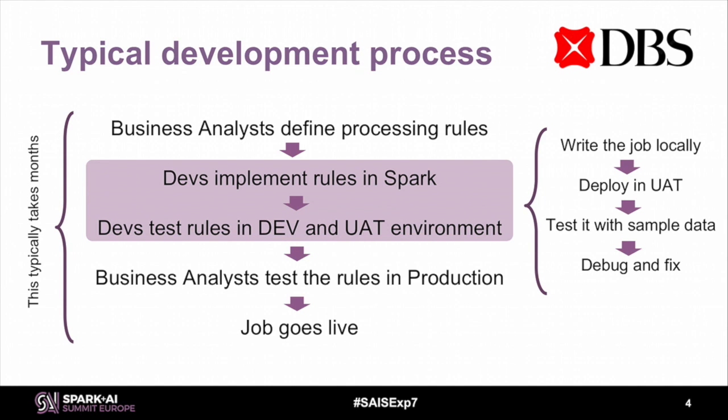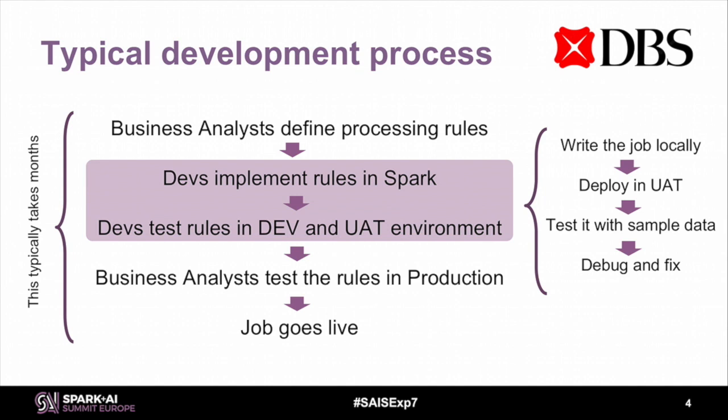So what would a typical development process in a bank look like? Business analysts define their processing rules, and the dev engineers implement those rules in Spark, and then test the rules in the development and UAT environments. So this is an iterative process. You have to write the job locally, deploy, send it for UAT testing, and test it with some sample data. You will get issues, then debug and fix them. So this is a cycle that happens in iterative development and testing.